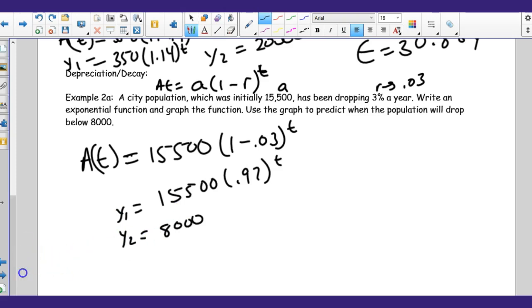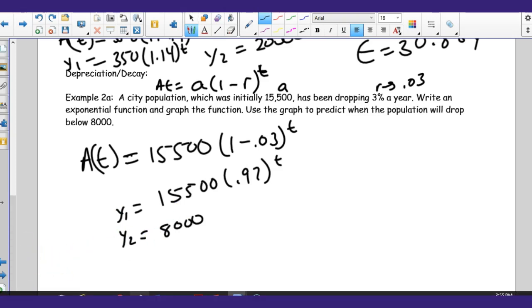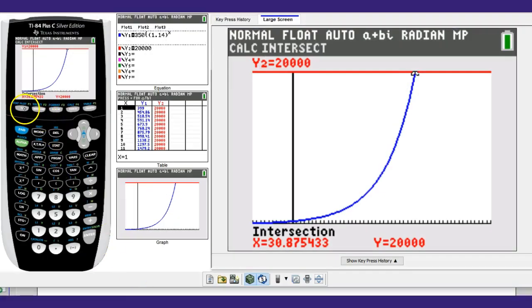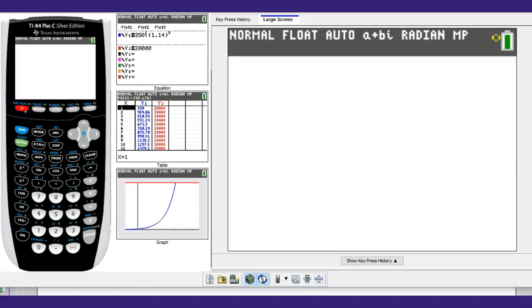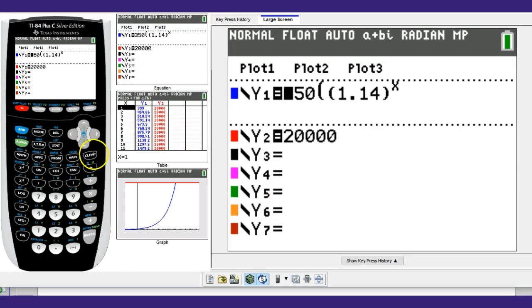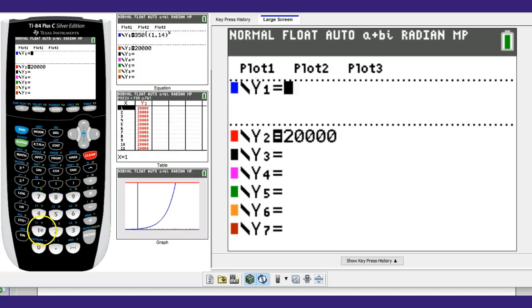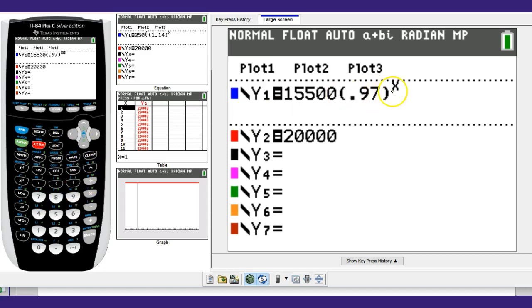So back to the calculator I go. Let's clear it out. So 15,500 times 0.97 raised to the power of X. There we go. Make sure you raise it, guys, okay? And then we want 8,000.